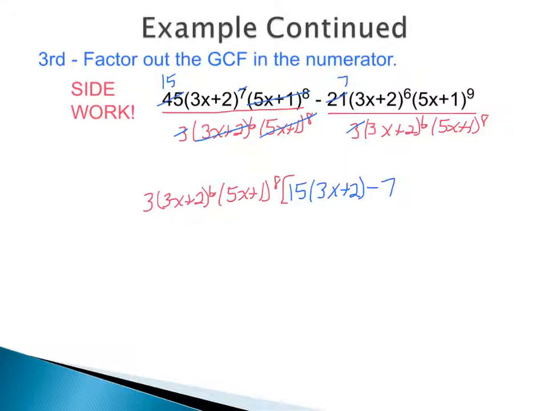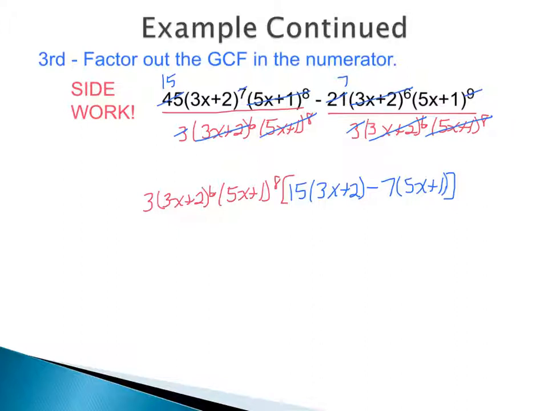Then the (3x plus 2) to the 6th and the (3x plus 2) to the 6th will end up canceling out. Then we have (5x plus 1) to the 9th and (5x plus 1) to the 8th. They have the same base, 5x plus 1, so you subtract your exponents, so we're just going to be left with 9 minus 8 is 1. We're just left with a 5x plus 1. So that would be what our numerator would look like. So that's what we're left with.